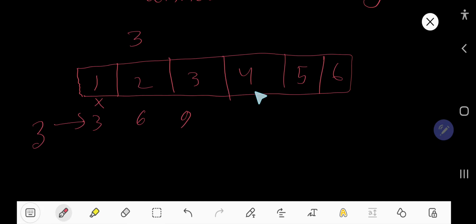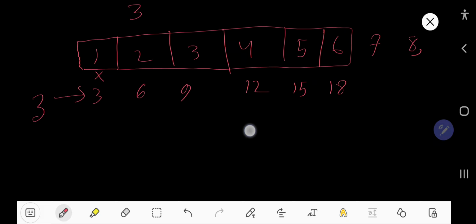So 3 times 4, just add 3 with 9, that is 12. 3 times 5 equals what? Just add 3 with this 12, that is 15. 3 times 6 equals what? Just add 3 with this 15, that is 18. So in this way you can easily find the multiplication table of 3.